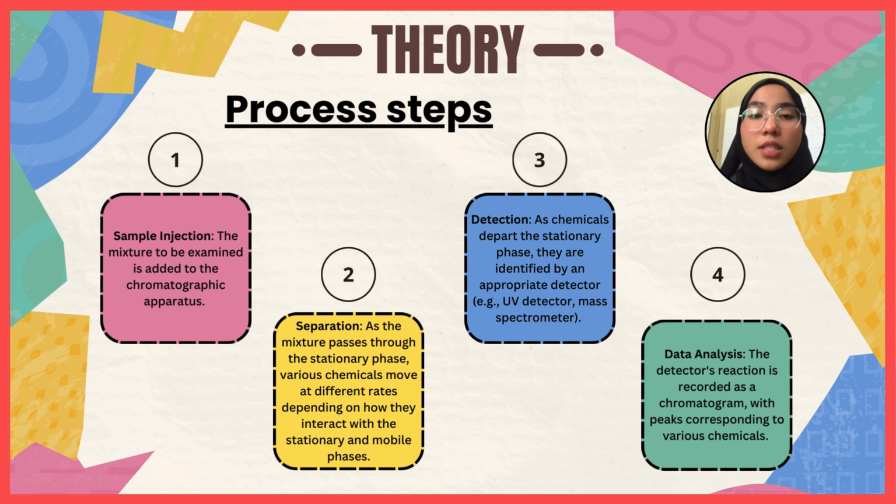Second, we have separation. As the mixture passes through the stationary phase, various chemicals move at different rates depending on how they interact with the stationary and mobile phases. Third, detection. As chemicals depart the stationary phase, they are identified by an appropriate detector. As examples, we have the UV detector and mass spectrometer.